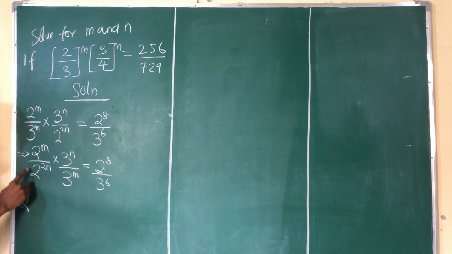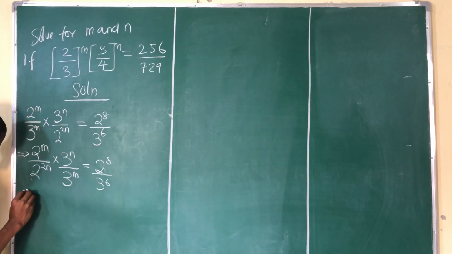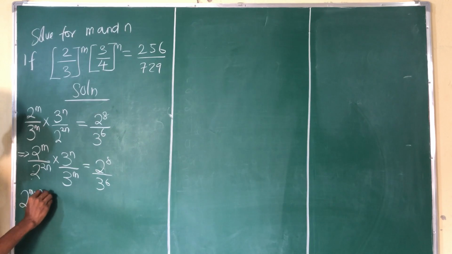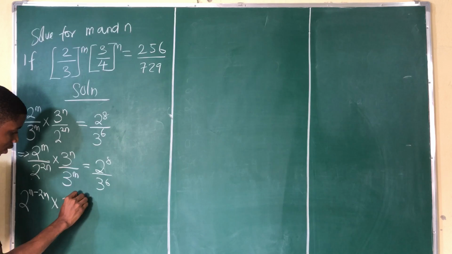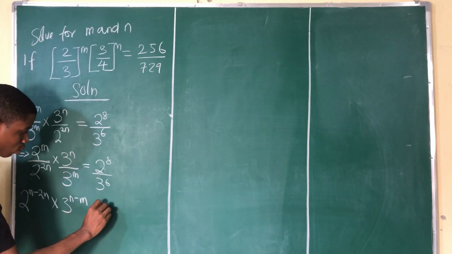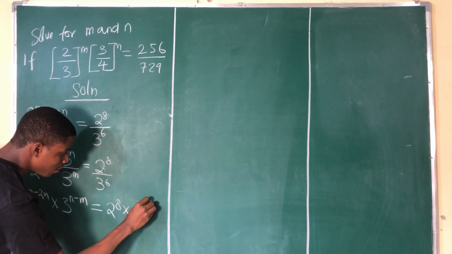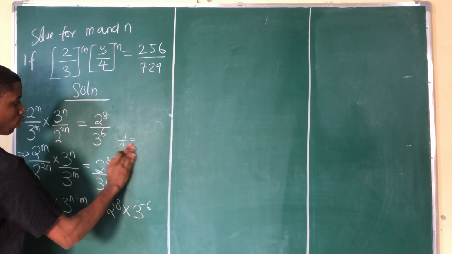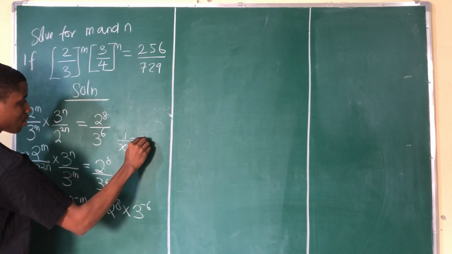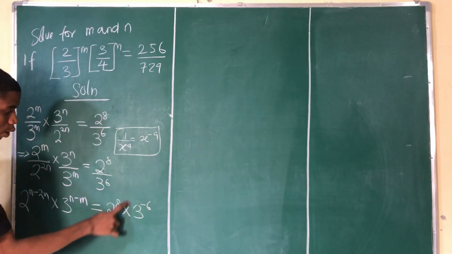We are having 2 from indices. We know we can play with this, right? When you're having division of the same base, it will become the subtraction of their powers. So we're having 2 raised to the power m minus 2n, multiplied by 3 raised to the power n minus m, equal to 2 raised to the power 8 multiplied by 3 raised to the power negative 6. And we said that 1 over x to the a is the same thing as x to the negative a. Very important rule under the laws of indices. That's why we have this.